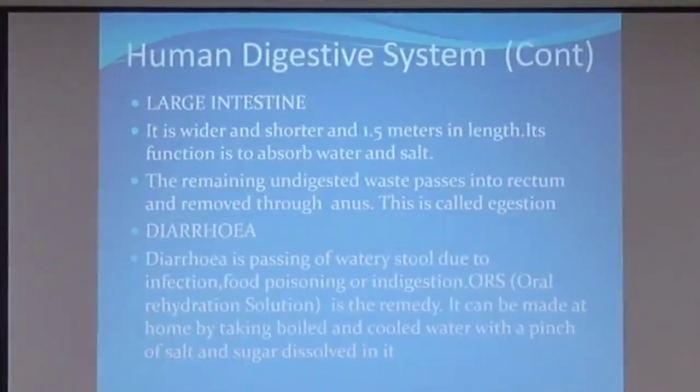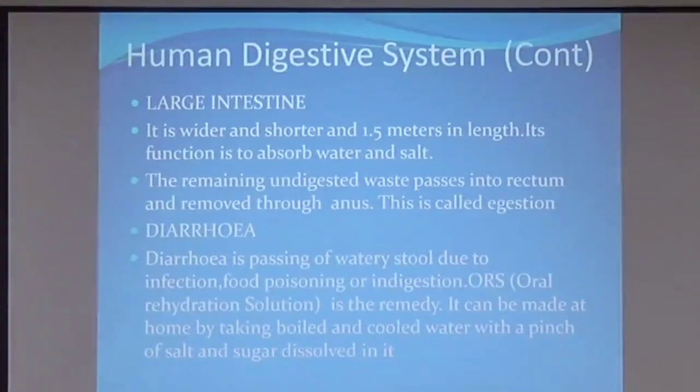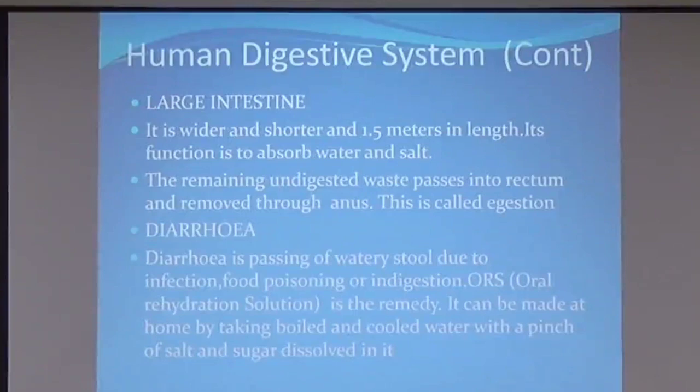Let us study now the next part of the digestive system, that is the large intestine. It is wider and shorter, only 1.5 meters in length. So it is comparatively shorter than the small intestine. Its function is to absorb water and salt. And the remaining undigested waste passes into the last portion of the digestive system, that is the rectum, and it is removed through the anus. This process of removal of solid waste through the anus is known as egestion.